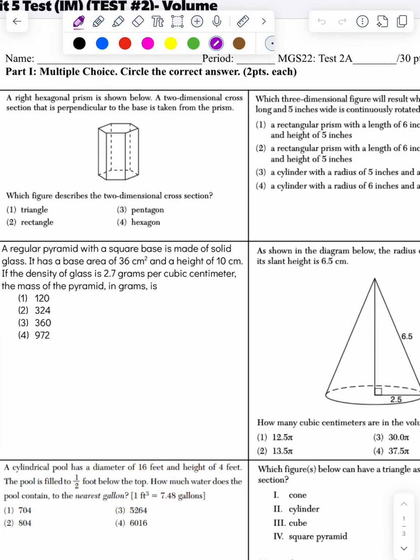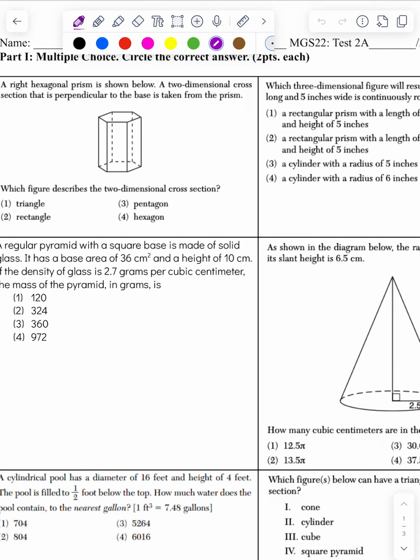In the first question, we are taking a cross section perpendicular to the base. So if it was parallel to the base, it would have been answer choice for a hexagon, because if it was parallel to the base, it would have been the same as the base. I can't really draw, but it would have been the same as the base, which is a hexagon.